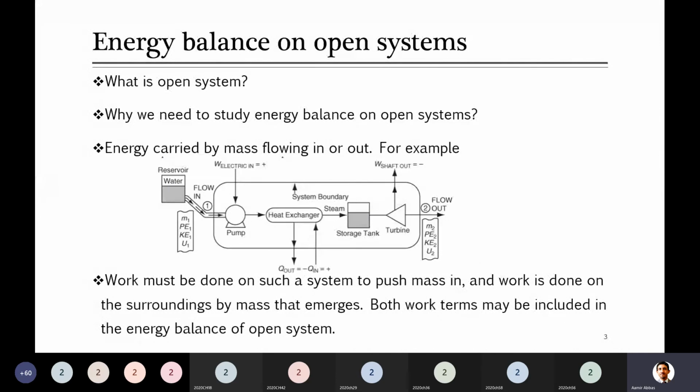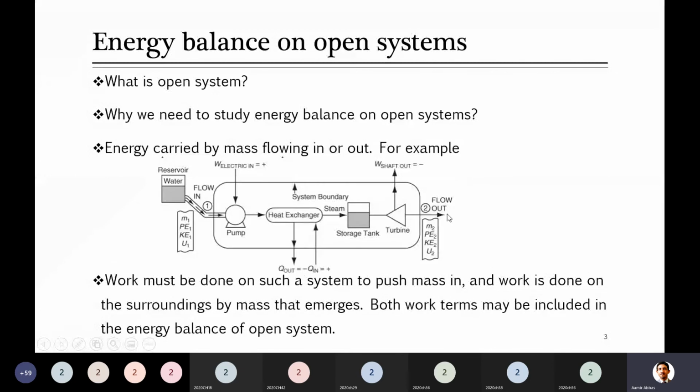The electric motor just moves the rotor of the pump, or we call it the impeller. That rotor or impeller is a device in which, when water comes in, it is pushed because it is moving with the help of electric energy. At the same time, sometimes work is done on the surroundings by the mass that emerges, the mass which is just leaving the system. So here, this overall system is pushing this liquid or gas out of the system.